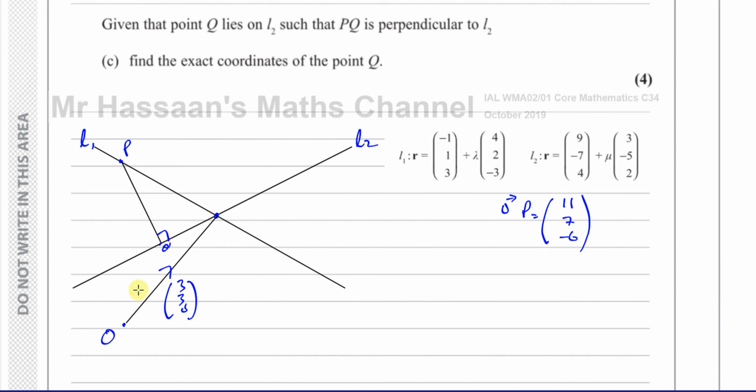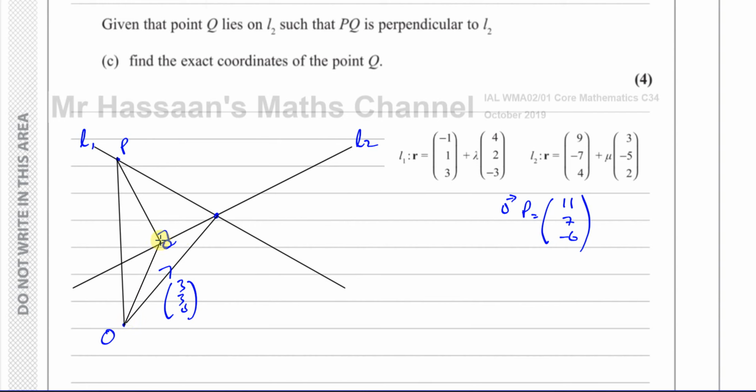I know the vector that takes me from O to P. It doesn't want to sit there for some reason, so I'll move it along there. So that's P, and that's Q. Let me write that a bit neater. And that's the point Q. I also know the vector from O to Q.